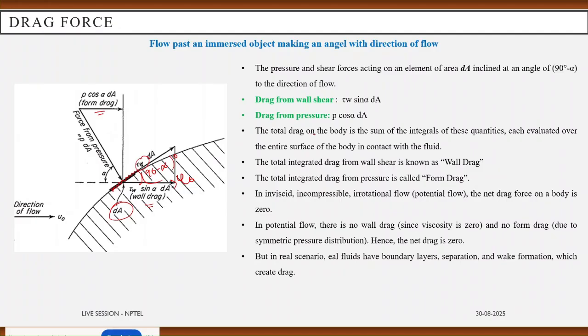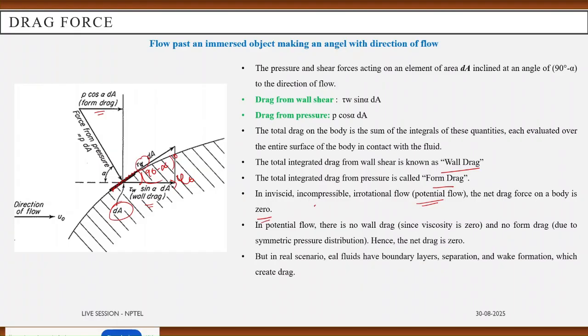So what is the net force that is acting in the direction of the fluid flow due to the presence of the immersed body at an angle of 90 minus alpha? That will be the summation of these two, wall drag and form drag. In any kind of inviscid, incompressible and irrotational flow, which is also known as potential flow, the net drag force on a body is zero.